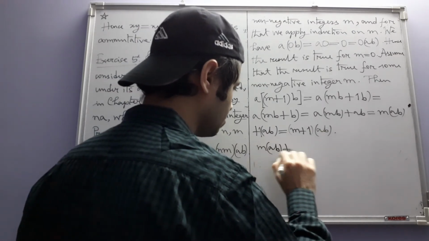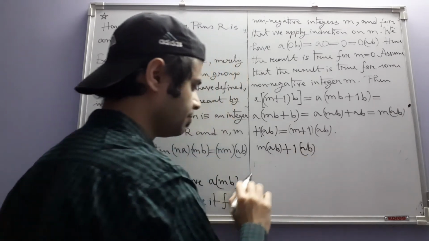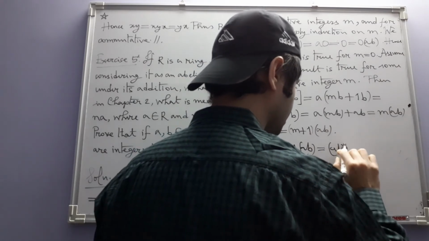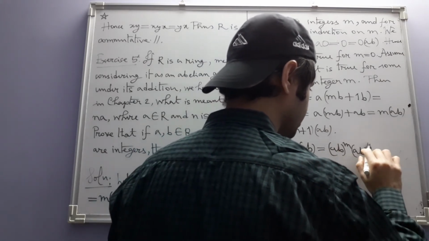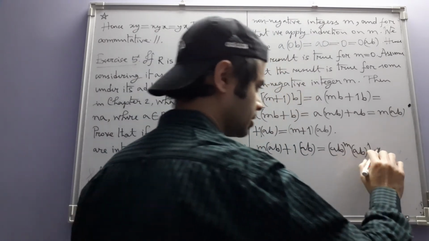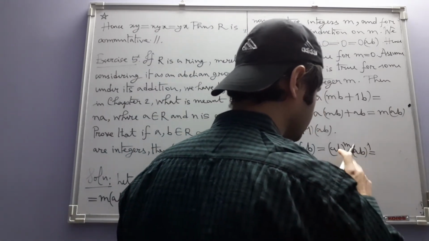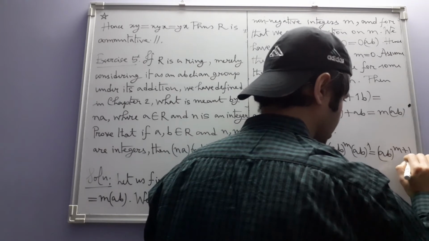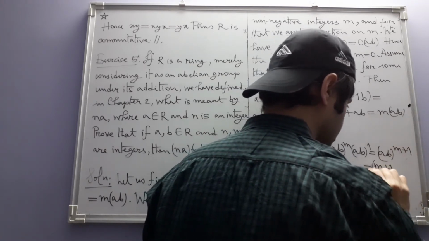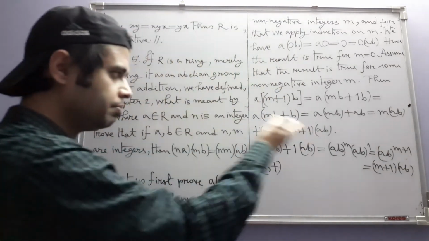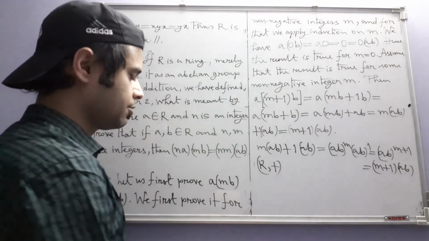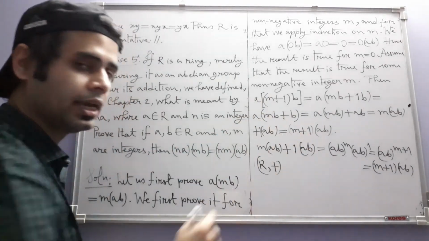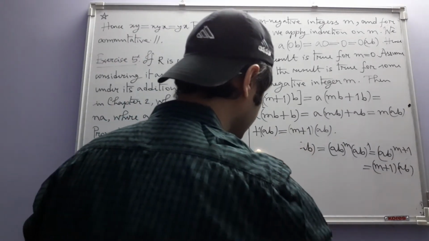MAB plus 1AB in this additive group is actually equal to AB to the power M times AB to the power 1, which according to the law of exponent, the first one, or you can call it whatever it is, you understand what I am talking about. AB to the power M plus 1, which in our additive notation is M plus 1 times AB. So that's how I have also proved the result when I have M plus 1 in place of M. And this completes my induction.